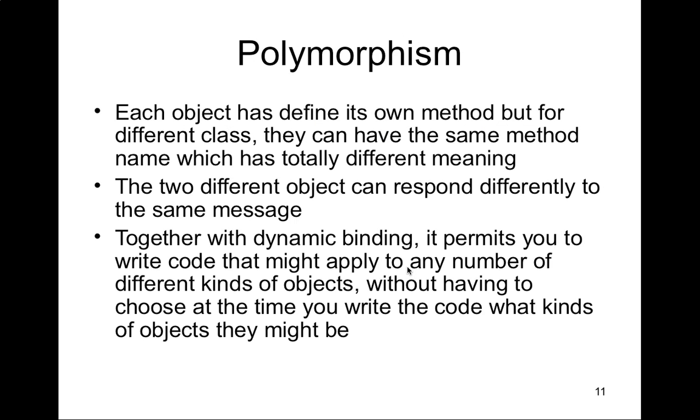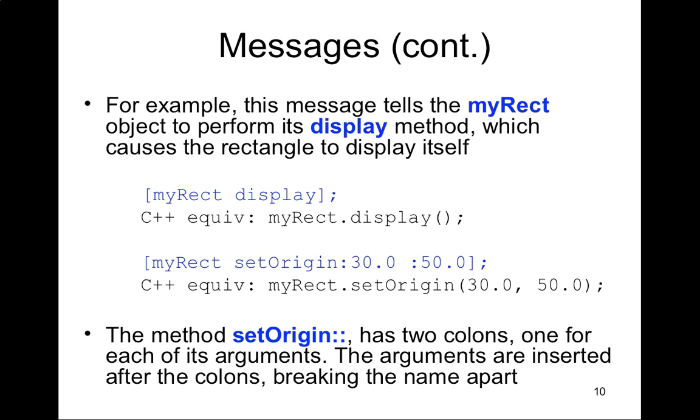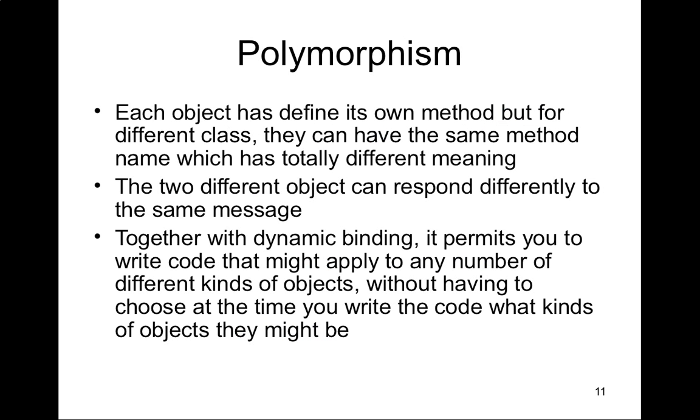Polymorphism, so each object has defined its own methods, but for different classes, so they can have the same method name that has totally different meanings associated with it. So we have overriding and overloading. Same thing we looked at in Java that we have in Objective-C. Same concept, implemented the same way, actually. So 2 method objects can respond differently to the same message. So if we had a square, my square display, my rectangle display, it should hopefully respond to the word display, and all of this stuff maybe is inherited from shape, as an example.